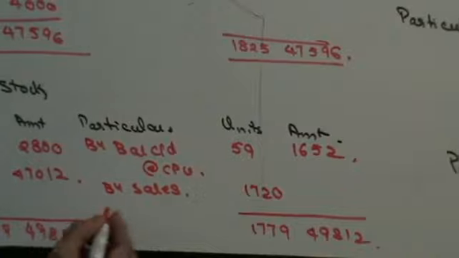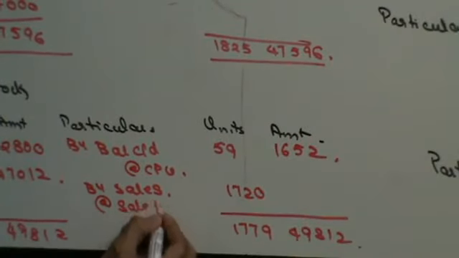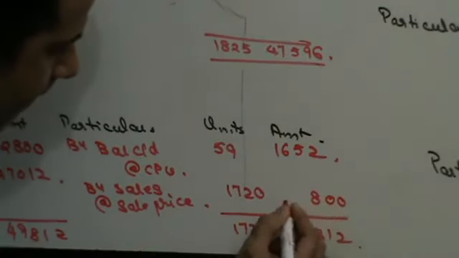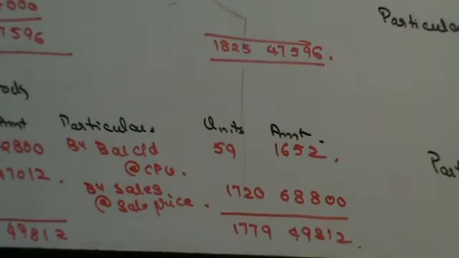Now this is going to be sold at the rate of sale price. What is the sale price given to you, guys? In the sum, the sale price is given to you as 40 rupees. So 1720 into 40, right? Someone please do this and tell me how much is this going to come out to? 68,800. Right? Now obviously this side will turn out to be bigger now.